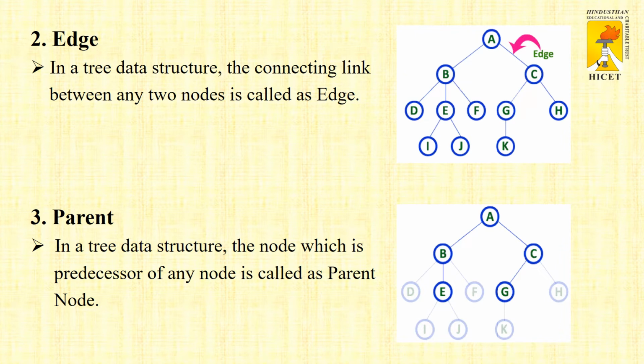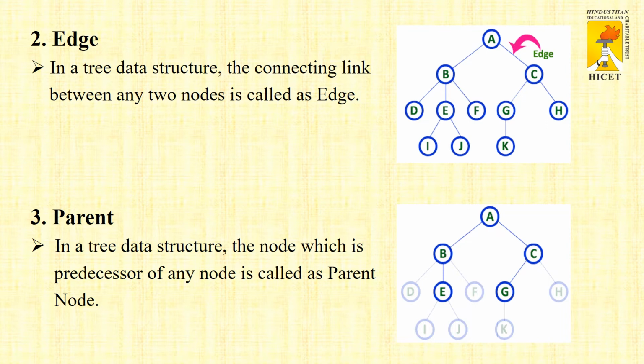Say on the right side I have an example. There I have a set of nodes from A to K. See, I have a line connecting node A and node C. That particular line is called an edge. And also from B to E there is a connection. That connecting link is called an edge.